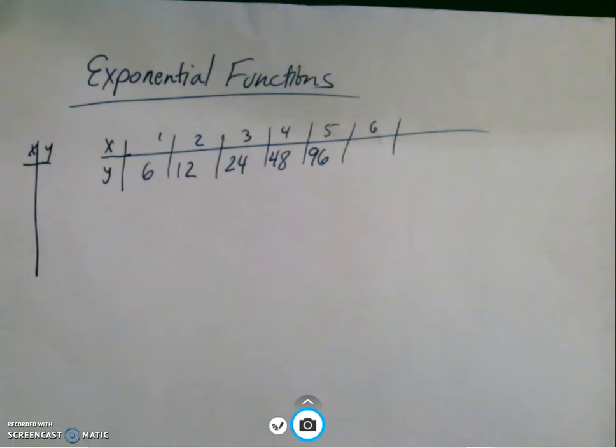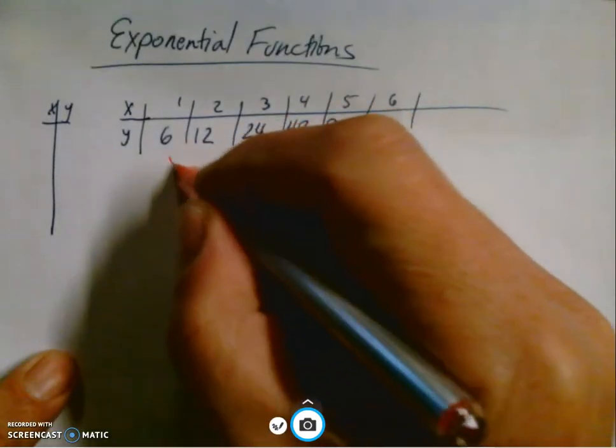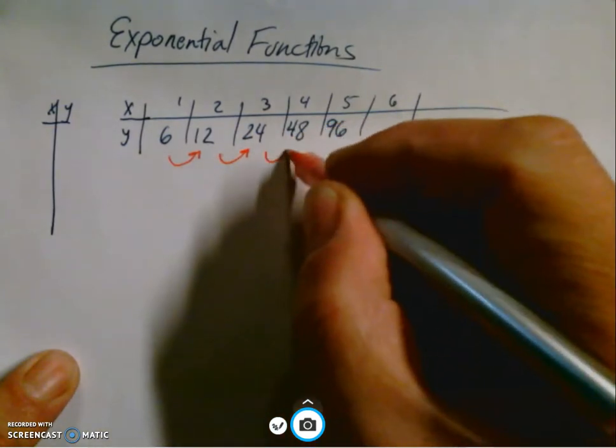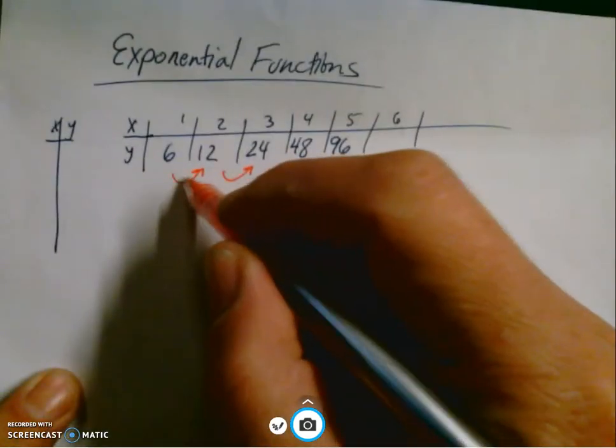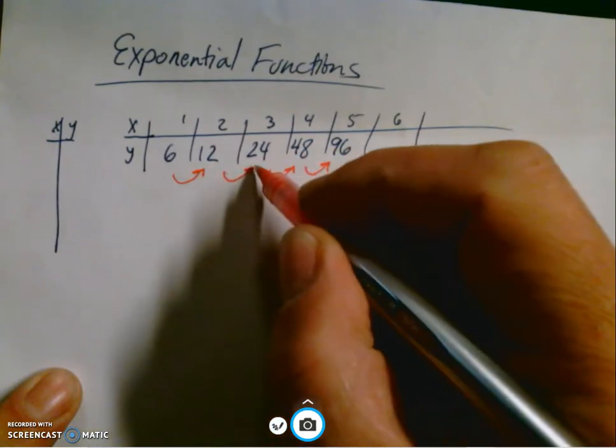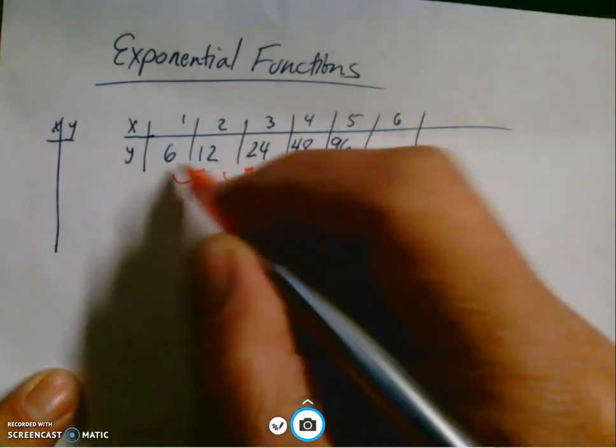And we might be used to writing a table vertically. The reason we're doing it this way is I want to show you're looking for a constant pattern. So right away you say, oh, it's plus 6. Oh, wait, it's plus 12. Oh, wait, it's plus 24. So it's actually adding something different each time.